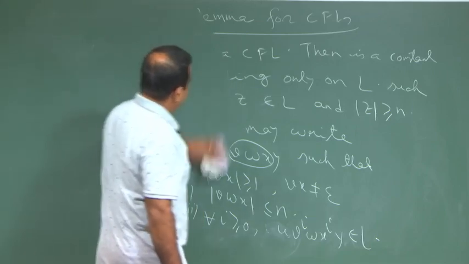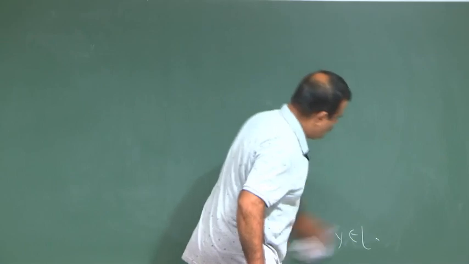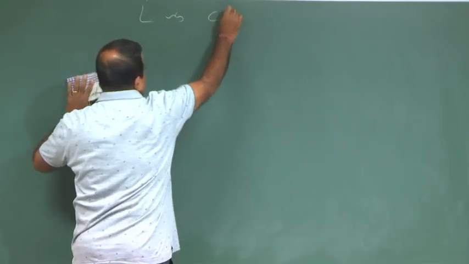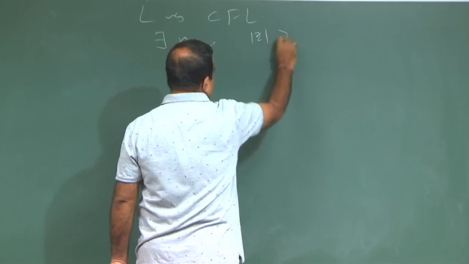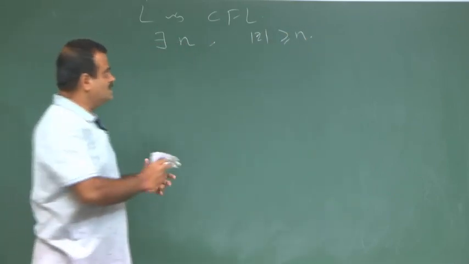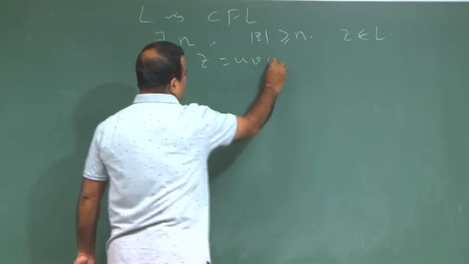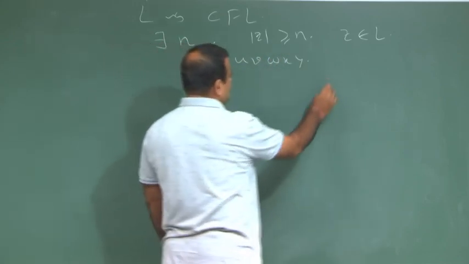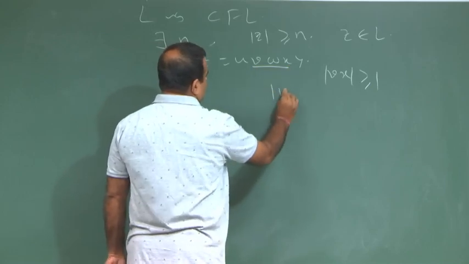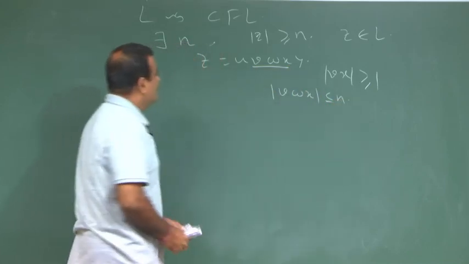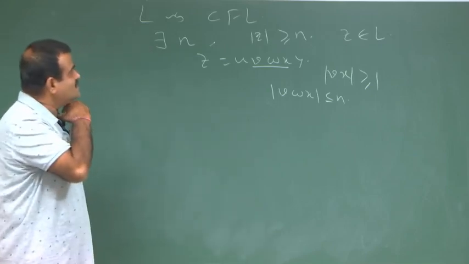Now using this we can show that many languages are not context free. So, in short we can write this. If L is a CFL, then there exists an n such that if z belongs to L and the length of z is greater than n, then z can be written as u v w x y such that the length of v x is greater than or equal to 1, because this should not be epsilon, and the length of v w x is less than or equal to n. Then we can pump there. This is the necessary condition.